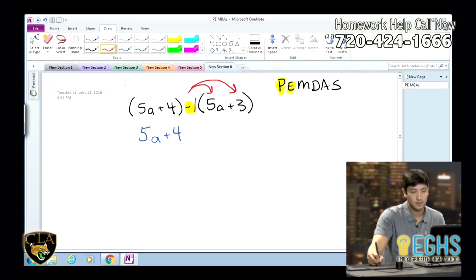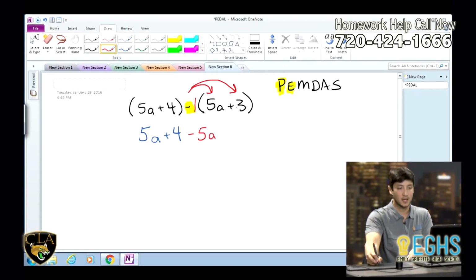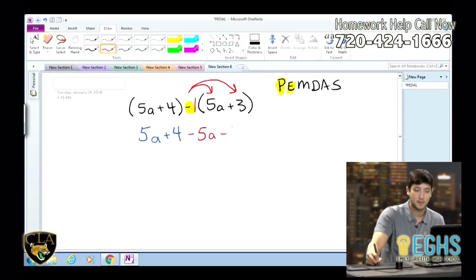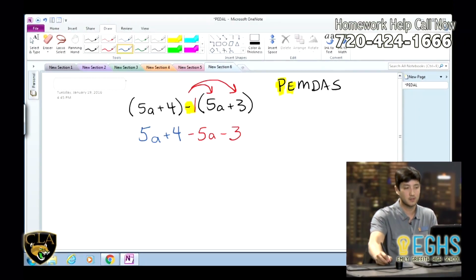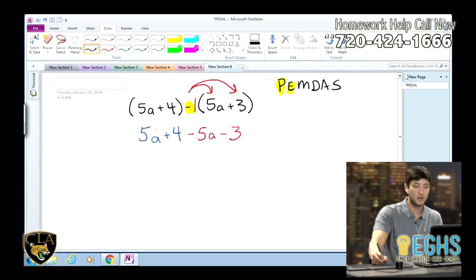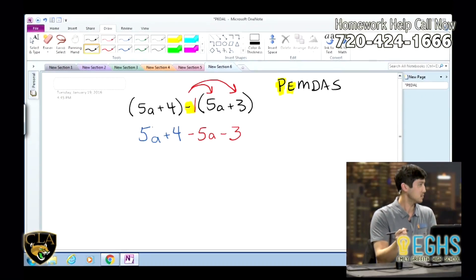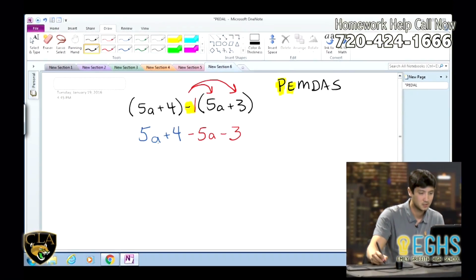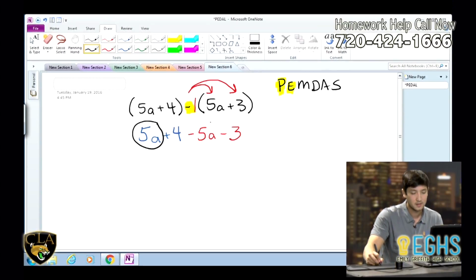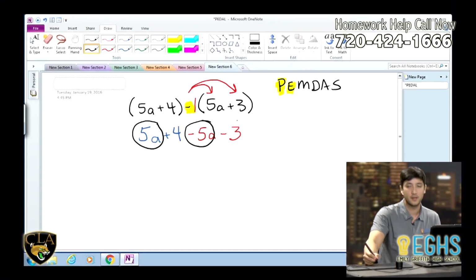So we're going to do -1 times 5a, and we're going to get minus 5a, and then -1 times a positive 3, and then minus 3. All we do from here is just combine our like terms again. In this equation, there's not too much going on, but sometimes when these expressions get really big, it's helpful to circle your like terms to make sure you're not forgetting anything, and then combine them from there.